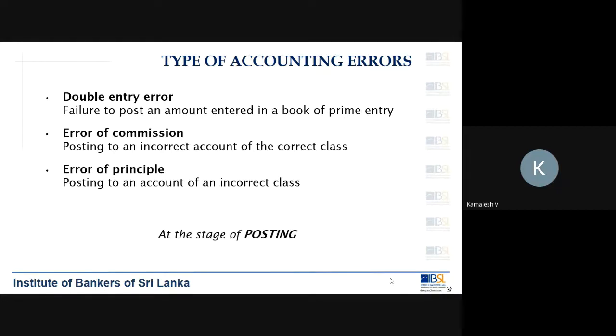So all these errors can happen at the stage of posting. Do you understand that? Because these errors cannot happen at the time of journalizing. They can happen only at the time of posting the transaction to the ledger. Okay, right.